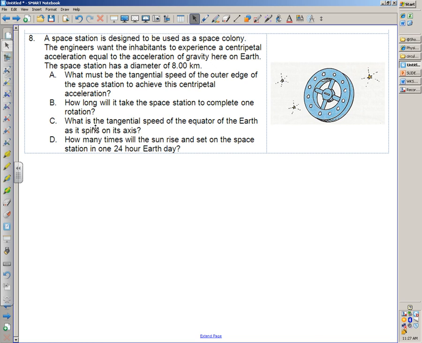Alright, so it says the engineers want the inhabitants to experience a centripetal acceleration equal to the acceleration of gravity here on Earth. The space station has a diameter of 8 kilometers. First thing, it says, what must be the tangential speed? Earlier in this unit, and especially during your lab, we talked about a way to calculate tangential speed. What was a way that we could calculate it? There's one way that you can do it.